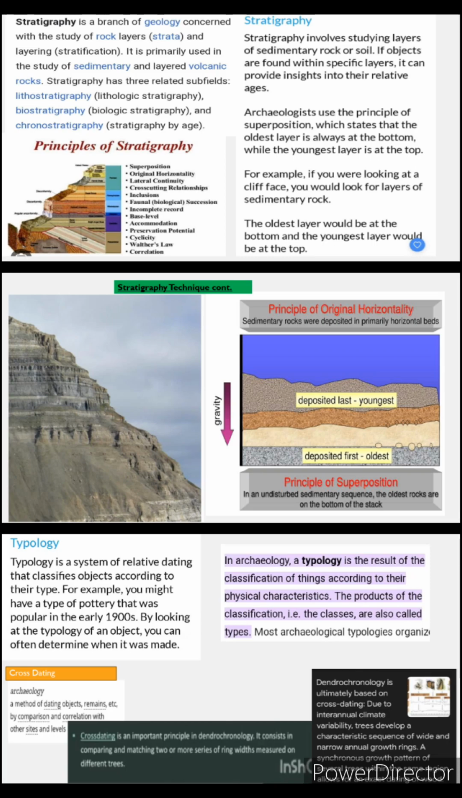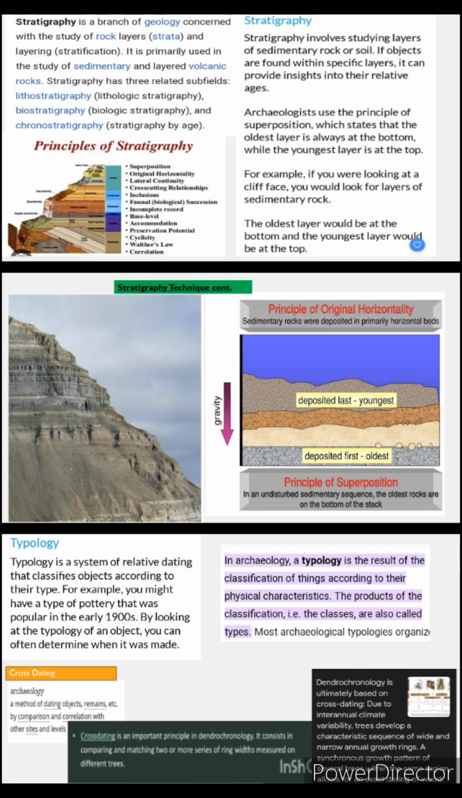So typology is a relative dating technique through which we can estimate the age of any specimens or events which happened in geological history. In archaeology, a typology is the result of the classification of things according to their physical characteristics.